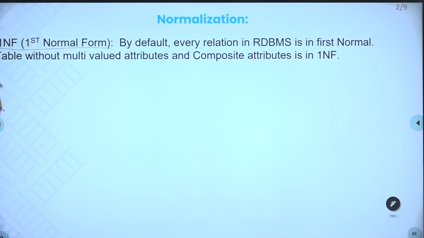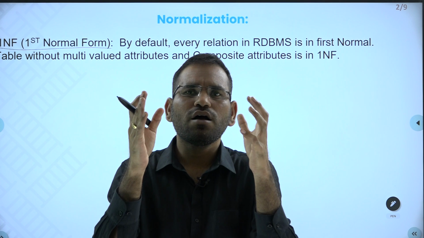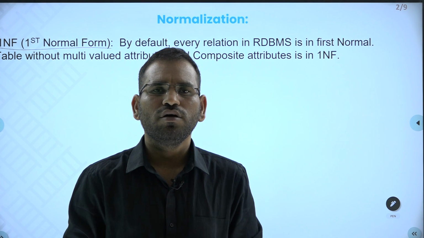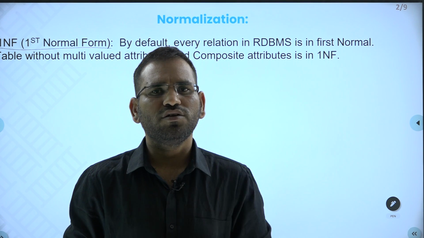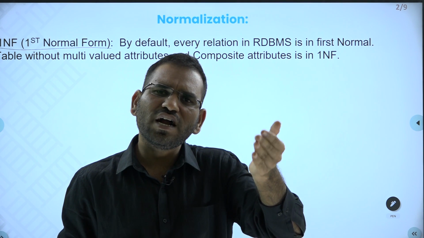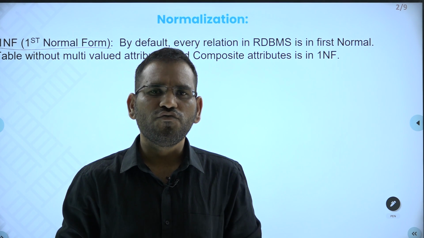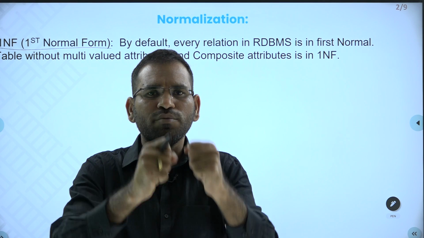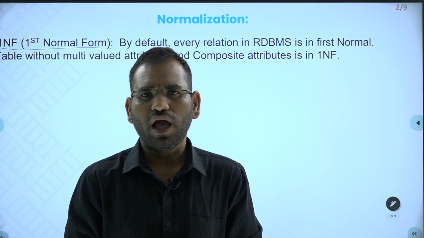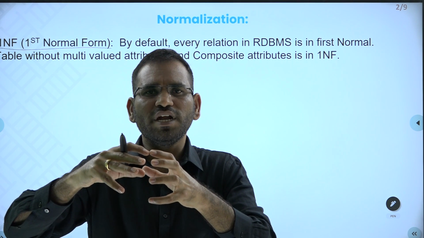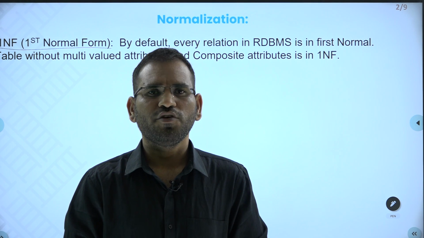If you are observing, when from the ER diagram we are making the relation, yes or no? Relation is nothing but the table. From the ER diagram we are making the relation. When we are converting ER diagram to relation, we are eliminating all the multi-valued attributes and we are eliminating all the composite attributes. Yes or no? Yes, we were eliminating.